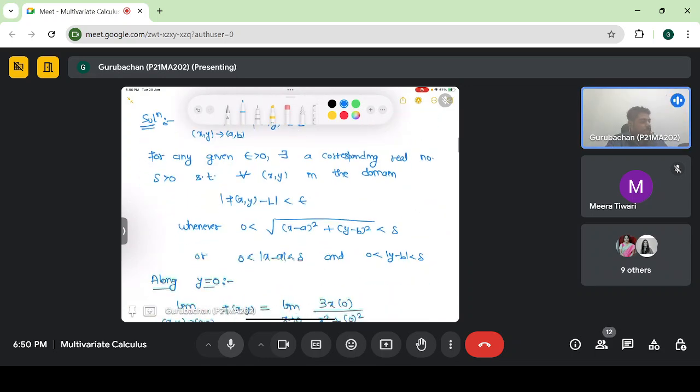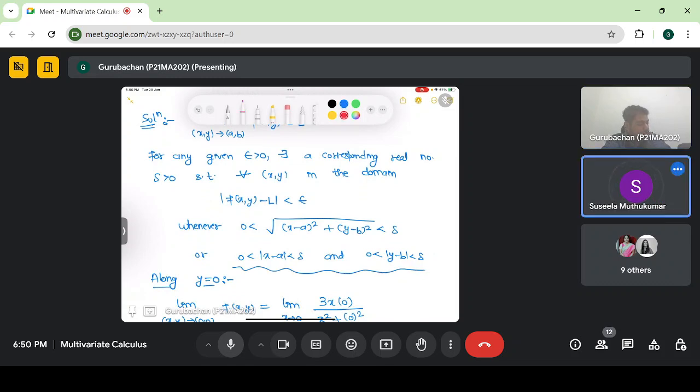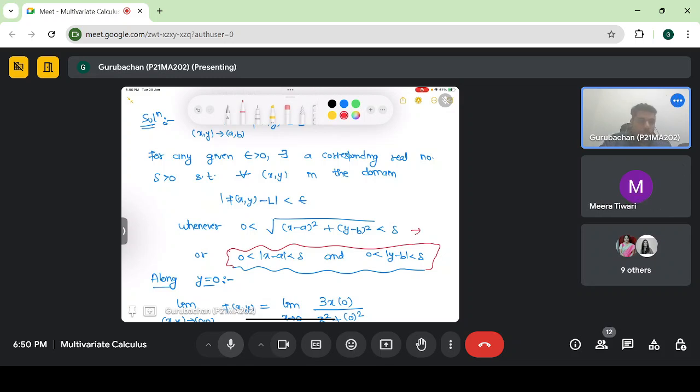Here is the epsilon delta definition. We can also follow up this second inequality. Mod y is less than delta. Since the point is (0, 0), it will give 0 less than mod y less than delta. Directly we can also do this, or we can also go with this step. I hope that is clear now. Yes, sir.